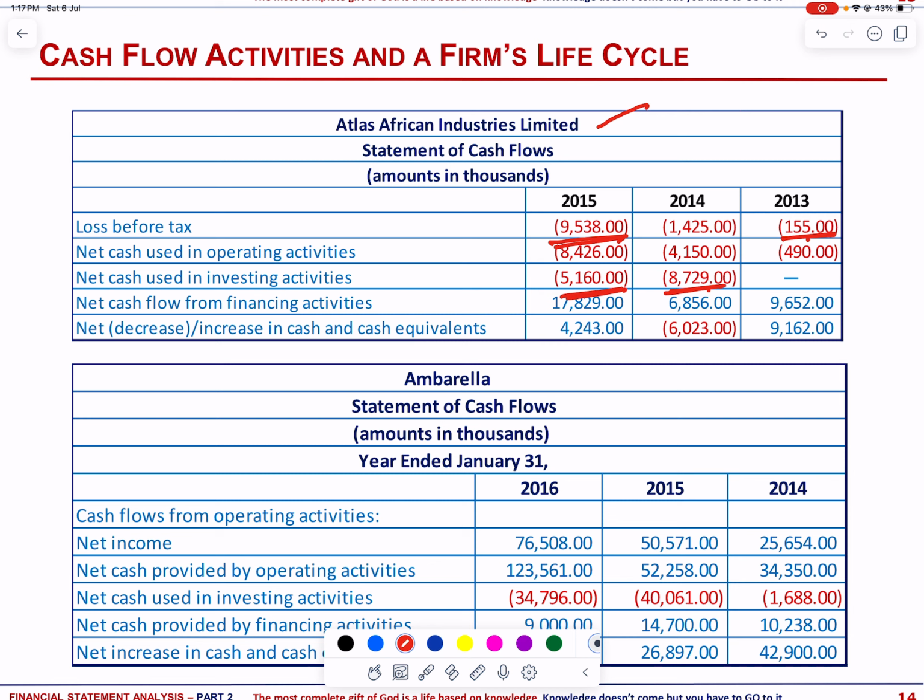Now, coming to the financing activities, positive cash flows from financing have supported operations with 6.9 million in the year 2014 and 17.8 million in the year 2015. So overall, Atlas African Industries cash flow statements indicate it is in the introductory phase of its life cycle, characterized by significant investment in operations and dependence on external financing to fund its growth plans.